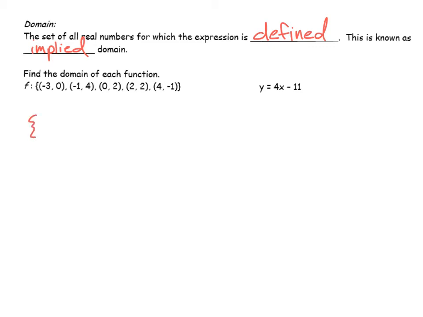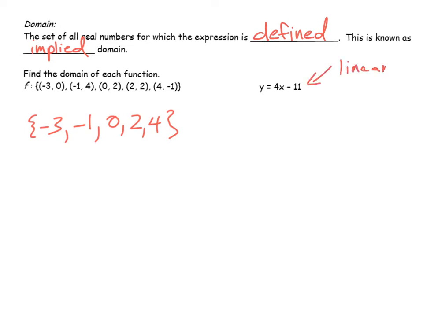Here we don't have the equation, we just have a bunch of points. So I'm like, okay, -3, -1, 0, 2, 4. I just list off all the x values. That's what I'm going to call my domain, right? I don't have the equation there, but if I just have the ordered pairs, I just need to collect all the x values together.